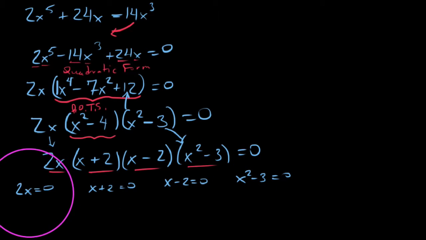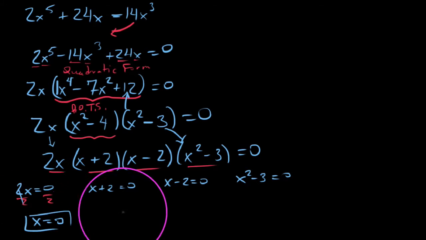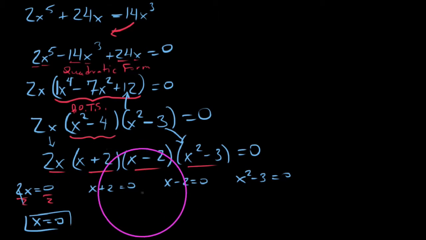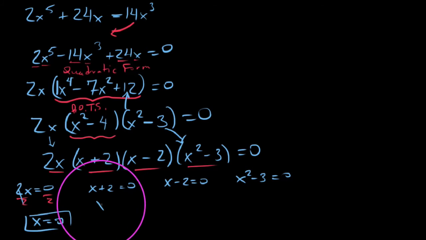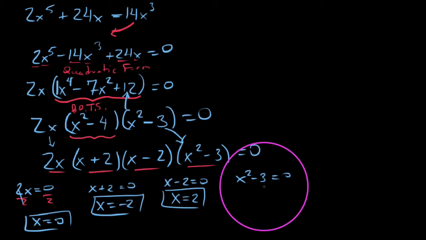So in this first instance, solving this, we'll just divide both sides by 2. And so one of our solutions then is 0. Furthermore, if I were to solve each of these two equations, x plus 2 and x minus 2, here I'm going to get x equals negative 2 after subtracting 2 from both sides, and here I'm going to get x equals positive 2 after adding 2 to both sides.